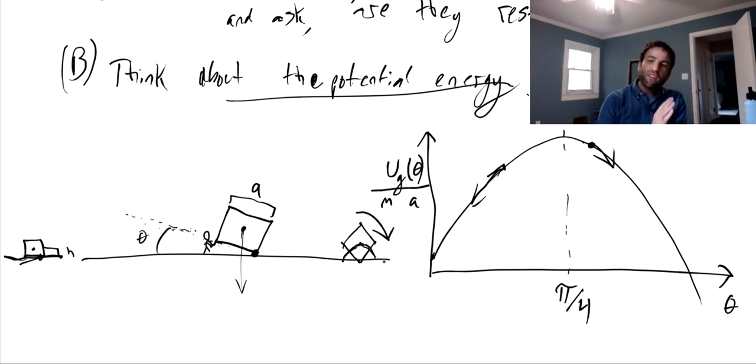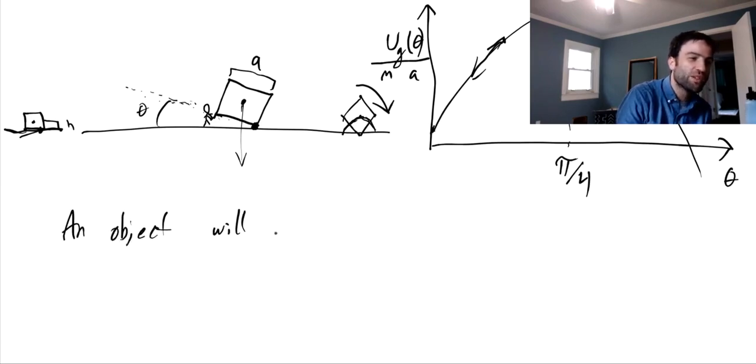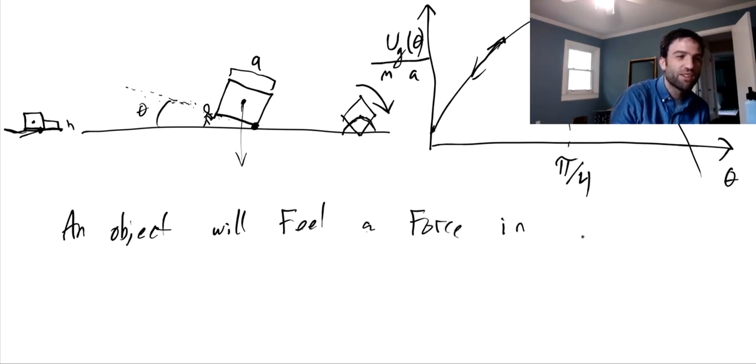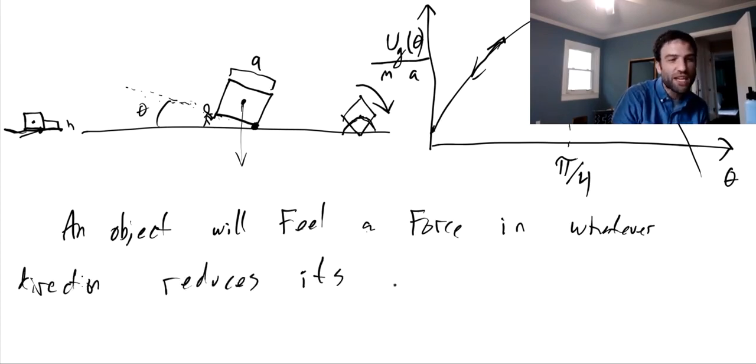And in fact, this is a very general principle. An object will feel a force in whatever direction reduces its total potential energy the most. So that is so important that I'm going to write it down. An object will feel a force, experience a force, in whatever direction reduces its potential energy, its total potential energy.